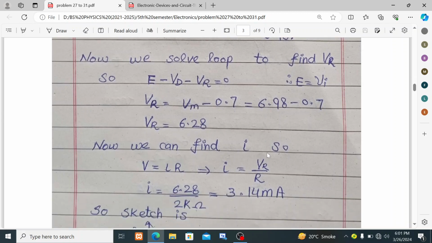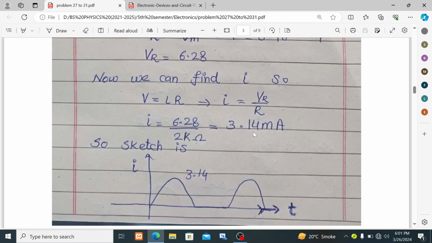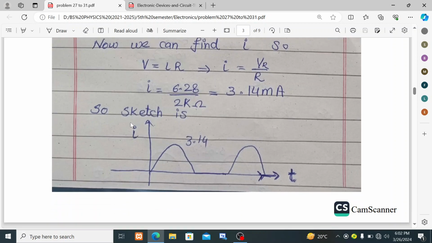So from here we can find current I, which will become V is equal to IR, and I is equal to VR over R. That will become 3.14 milliampere, and this is for positive cycle. For negative cycle, no current flows in the circuit, so current will be 0 for negative cycle. So here I plot these according to the values of I with respect to time, and at one coordinate I take the value of current.